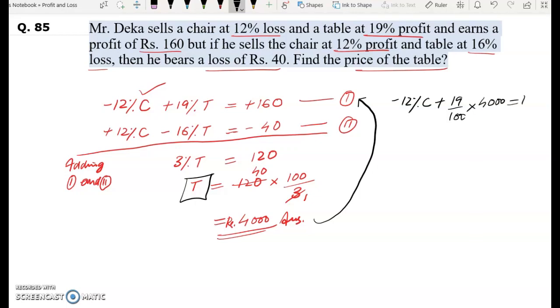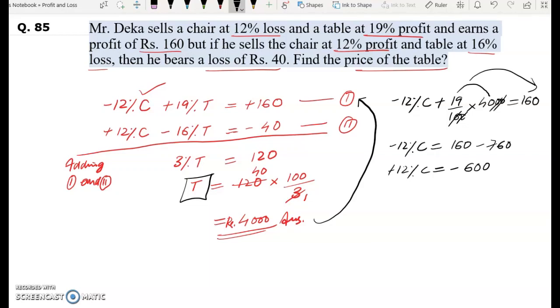is equal to 160. This 20 will cancel out. So minus 12% of C is equal to 160. Now this 19 into 40 is 19 into 4 is 76. So this is 760. If we take it to the right hand side, this will be minus 760. So minus 12% of C is equal to minus 600.